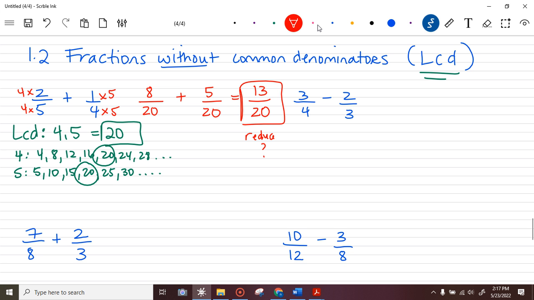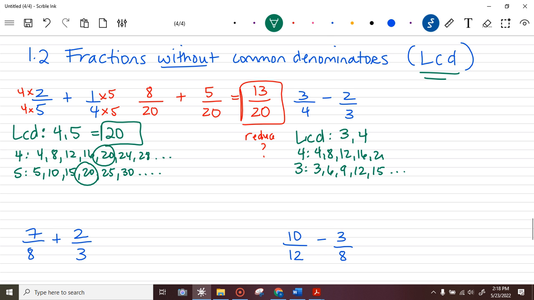Okay, same thing again. 3/4 minus 2/3. Now we're subtracting, and we still have to find an LCD between 3 and 4. So again, if I make a list of 3s, 3, 6, 9, 12, 15, on and on, and a list of 4s, 4, 8, 12, 16, 20, on and on and on, I look for the lowest number that's in both lists. So the least common denominator is 12. Again, another way to get to it quick is just to do 3 times 4, and that'll get you to 12. So the goal is to convert denominators to a 12.